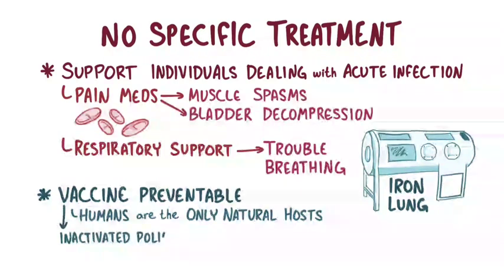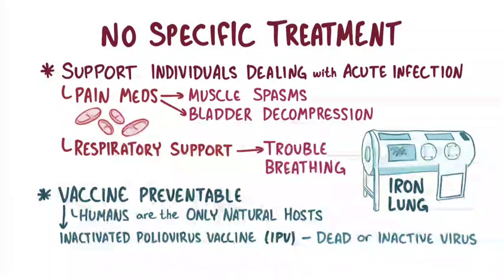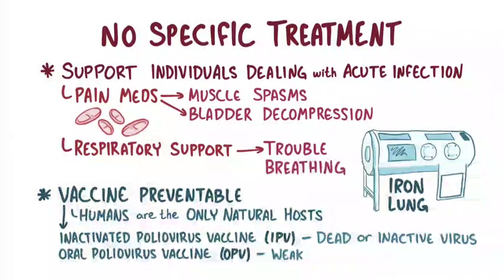There's inactivated poliovirus vaccine, or IPV, which is where dead or inactive virus is injected into the muscle, and then there's oral poliovirus vaccine, or OPV, which is a weakened strain of the live virus.